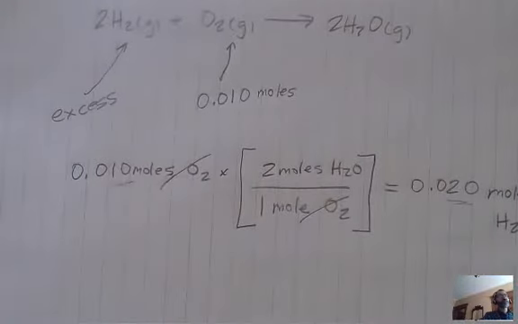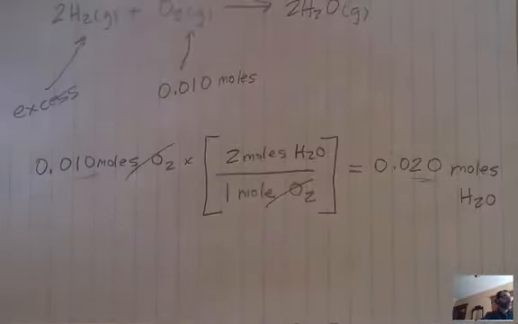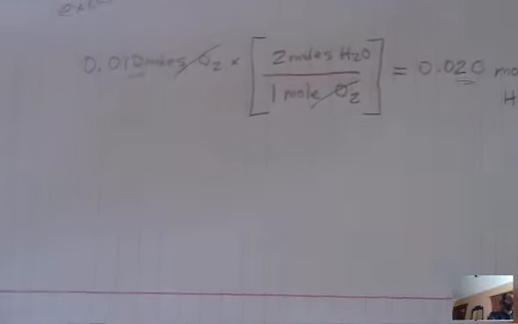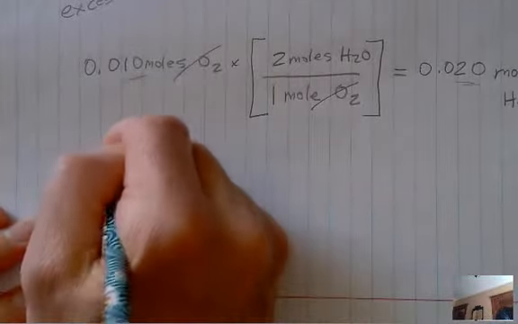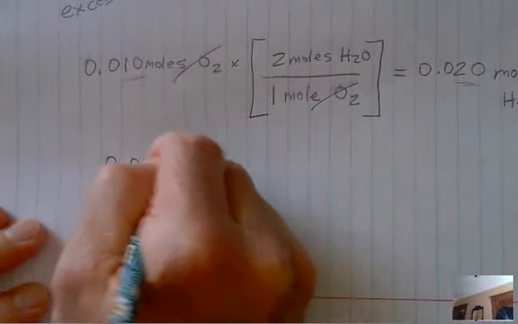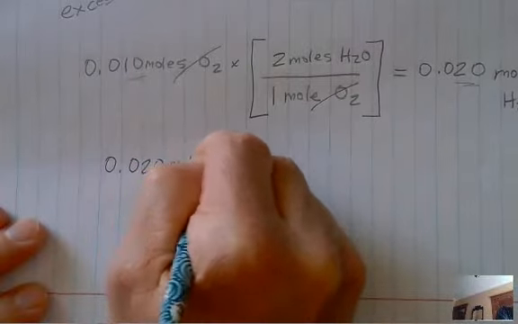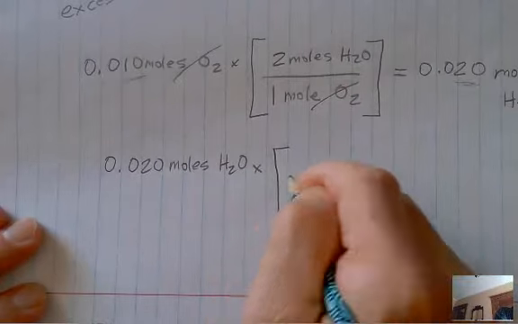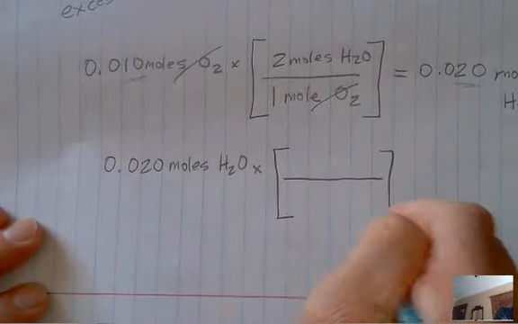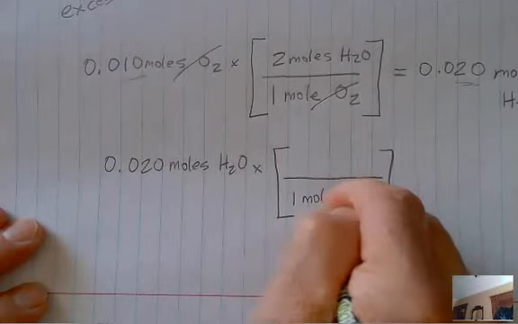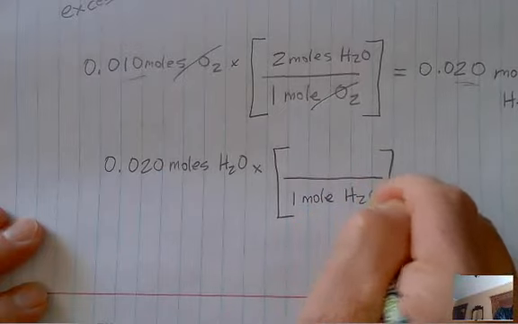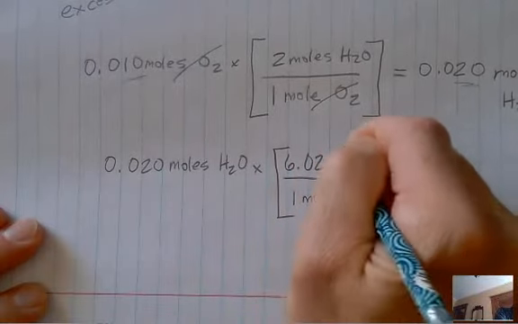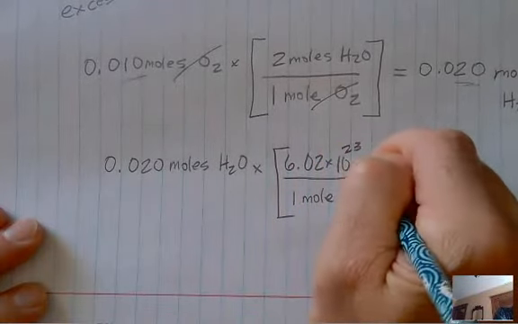Now I have moles of water. I want to go to molecules of water. Well, we know how to do that. How do I go from moles of something to molecules? The way to go from moles of something to molecules is by Avogadro's number. So 0.020 moles of water times, brackets for conversion factor, any 1 mole of anything, including water molecules, has 6.02 times 10 to the 23rd molecules in it.